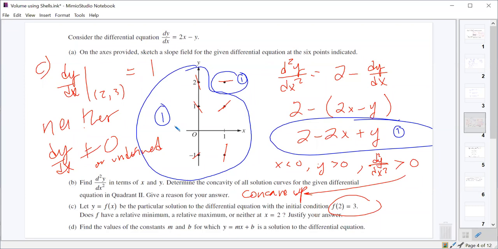No, their scoring guidelines actually didn't even write the "or undefined" part. My guess is only because it was pretty clear that 2x minus y is never going to be undefined. But if that differential equation was like 2x over y, where it could potentially for some y values be undefined, or y over 2x or something like that, where there are x values where it's undefined, you would need to specify that it's not undefined at that point.